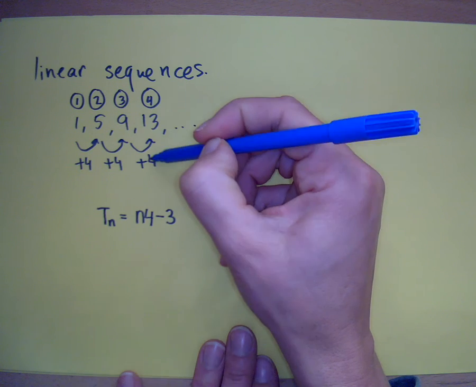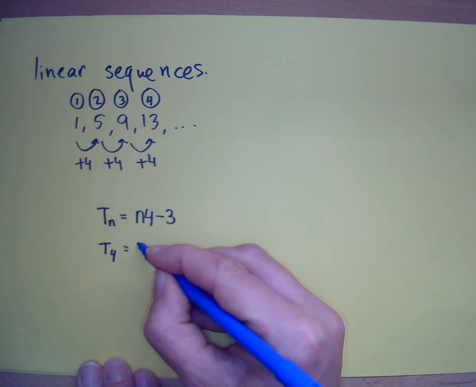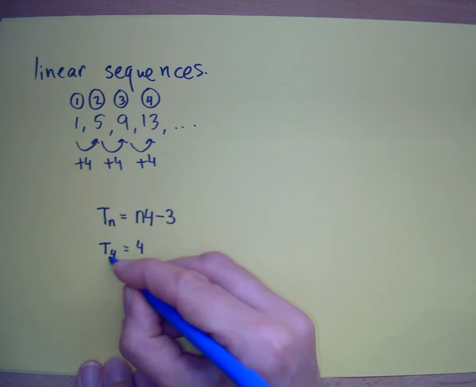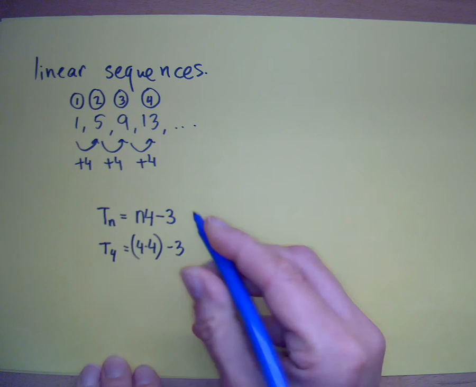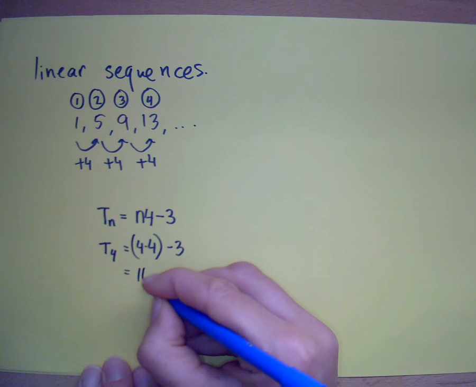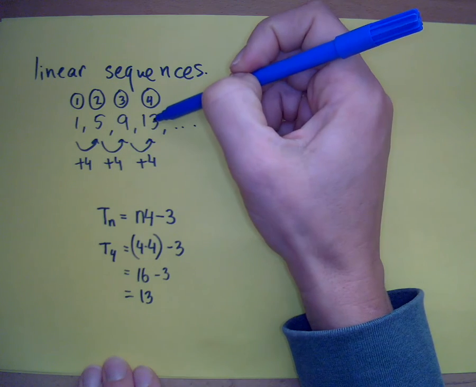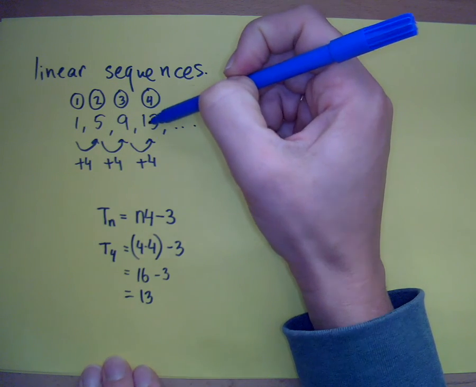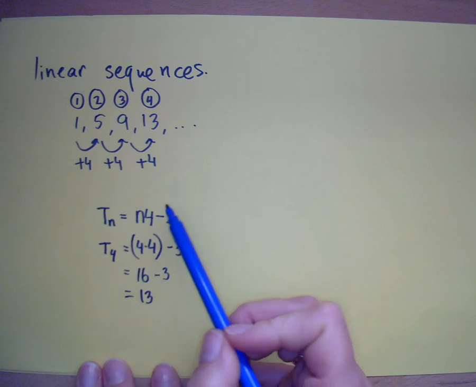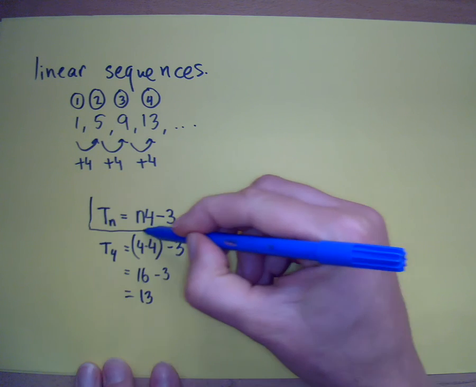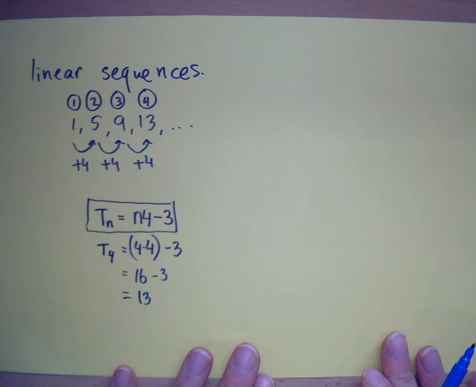Let's see if that works for the fourth term. Term 4. Is that in fact the fourth term times 4 minus 3? Let's see. 4 times 4 is 16. Minus 3 is 13. That is indeed our value for the fourth term. So we found the algebraic expression for our linear sequence. Let's do another one.